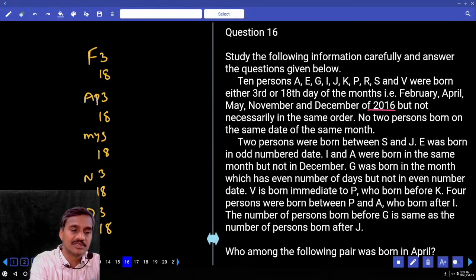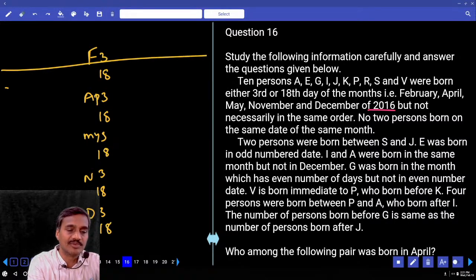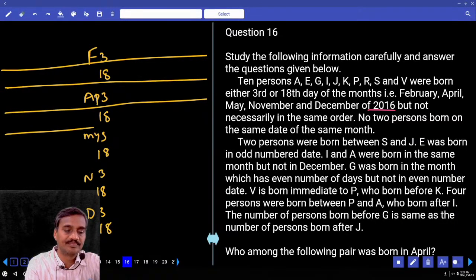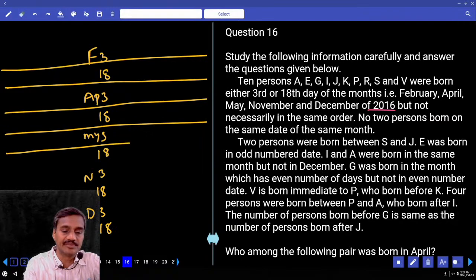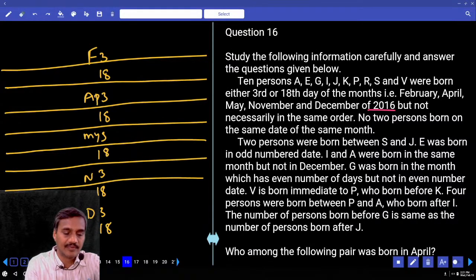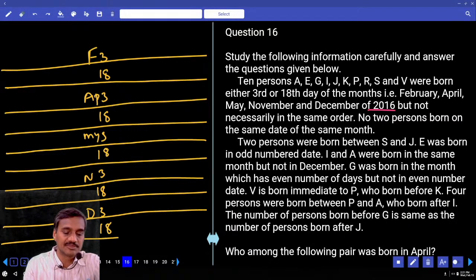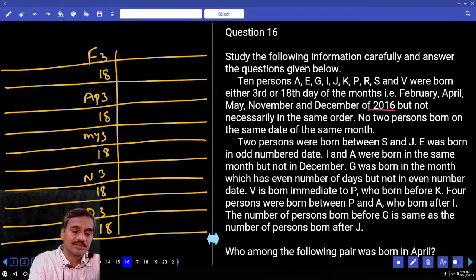Now we have these 10: Feb 3rd, Feb 18, April 3rd and April 18, May 3rd and May 18, November 3rd, November 18, December 3rd and December 18. Now, the 10 members. Then coming to condition number 1.